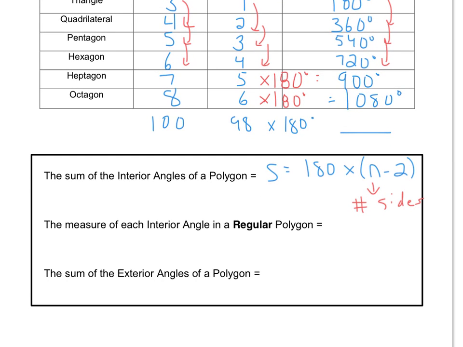Now, if we are asked to find the measure of each interior angle, so each one separately, not all added together, in a regular polygon, you would do I equals the same thing, 180 times n minus 2. And this time you would divide by n. I just stands for each angle.